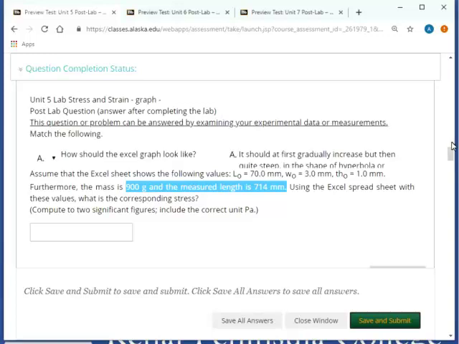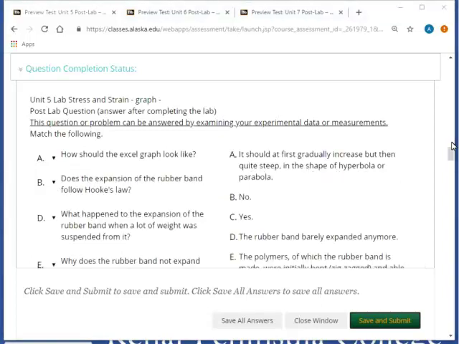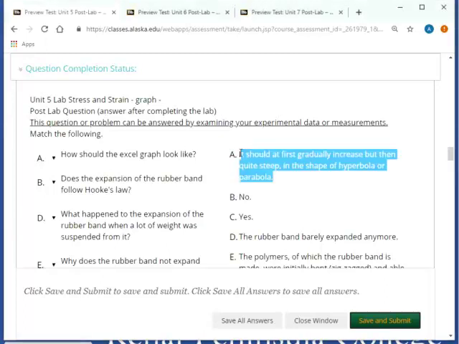Then this one here, kind of an analysis of what happened in the lab. So how should the Excel graph look when you were done? Especially if you have a lot of data, then it first gradually increased, and then it became quite steep in the shape of a hyperbola.